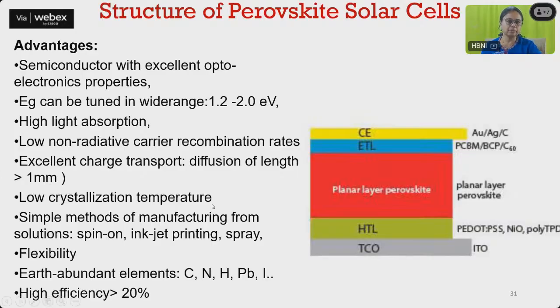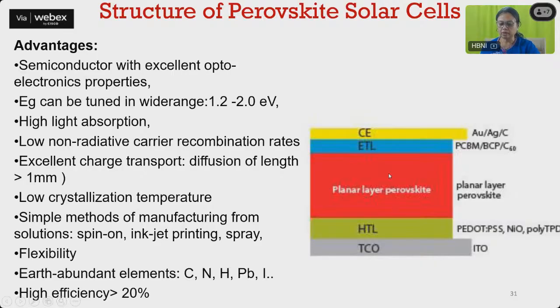Low crystallization temperature, therefore the fabrication process is easy. Simple method of manufacturing from solution, like spin coating, inkjet printing, spray printing. They can be made flexible, and materials like carbon, nitrogen, hydrogen, lead can be used. So highly abundant materials are used and their efficiency is also very large, like 20%.